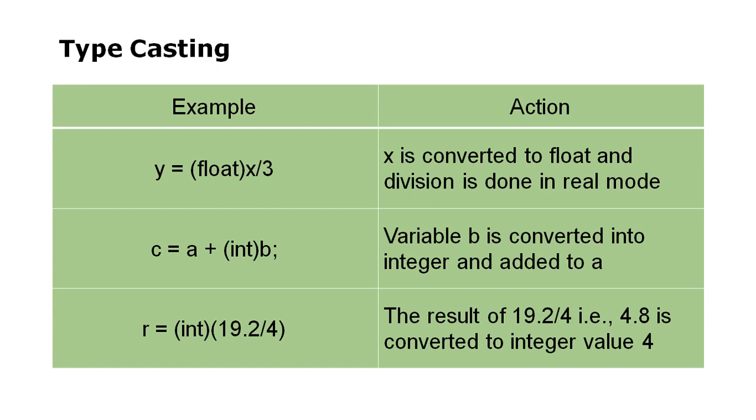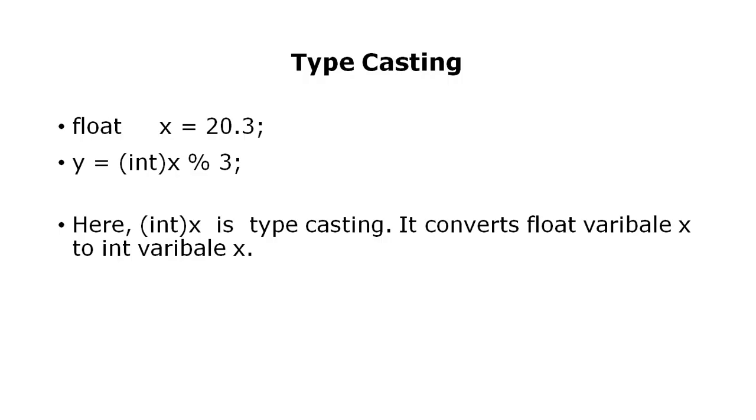y = (float) x / 3, c = a + (int) b, r = (int) 19.2 / 4. Here x is converted to float and division is done in real mode. Variable b is converted into integer and added to a. The result of 19.2 / 4, that is 4.8, is converted to the integer value 4. So these are all examples of typecasting.